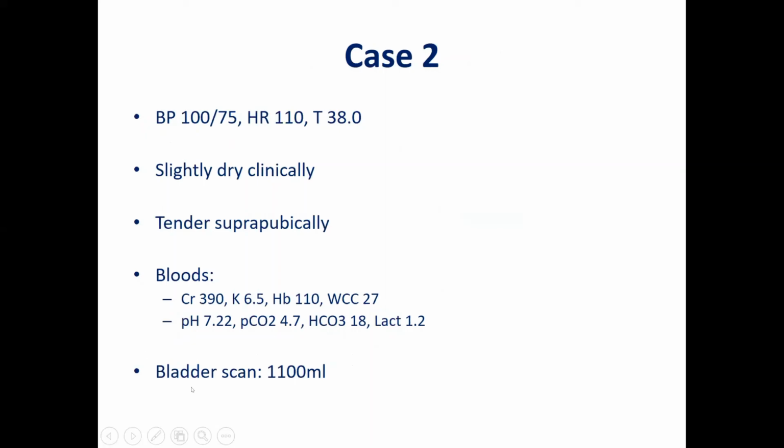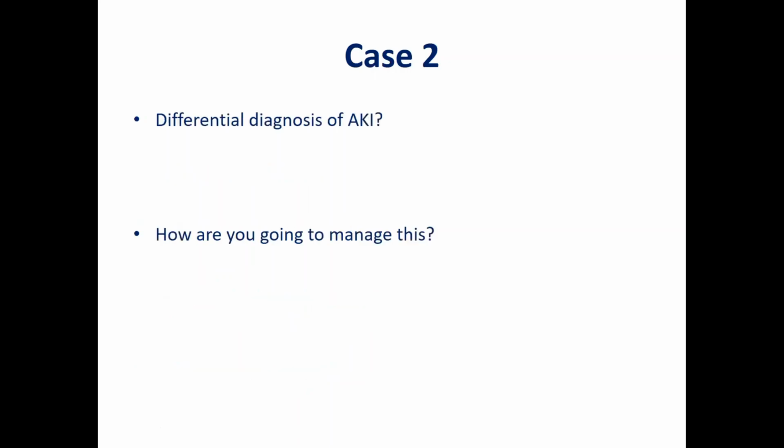And he has a bladder scan done by A&E which shows over a litre. Generally, it's not normal to have more than about 300 mils in your bladder. And actually the best way to test that is get someone to go pee first and then do the bladder scan, and it should be somewhere near empty. But he has over a litre. So what's his differential diagnosis?